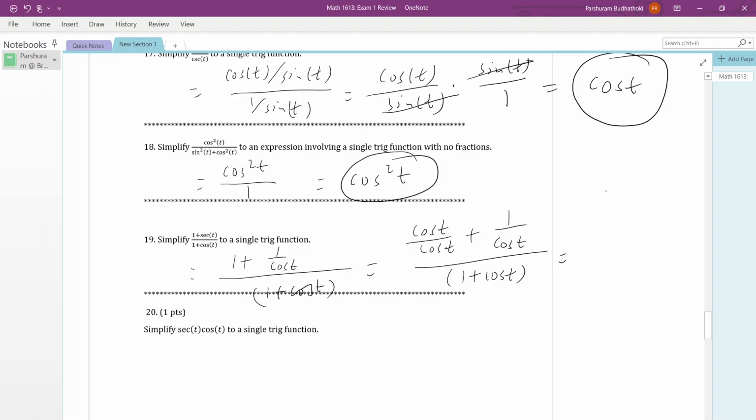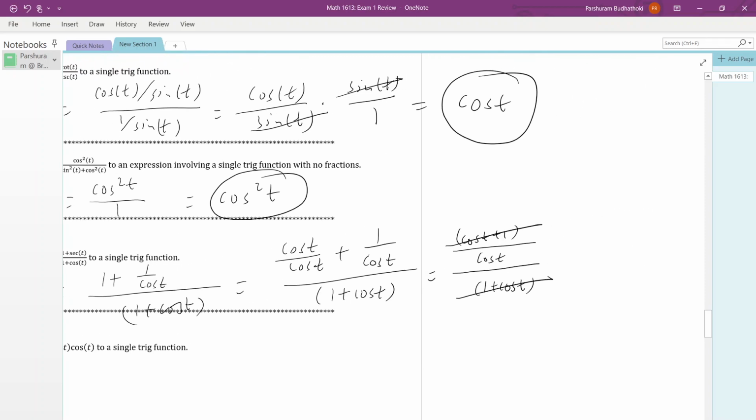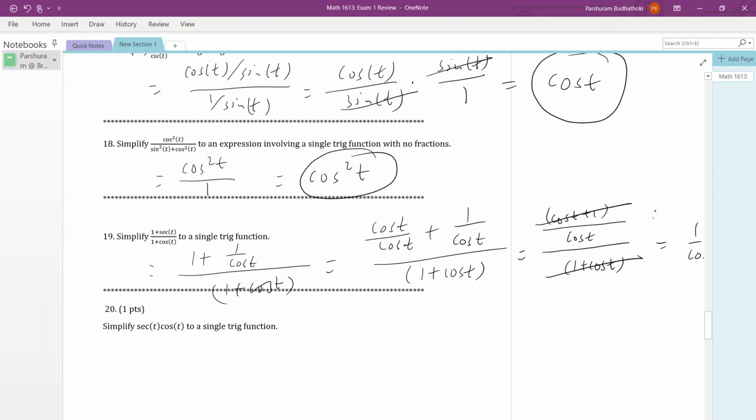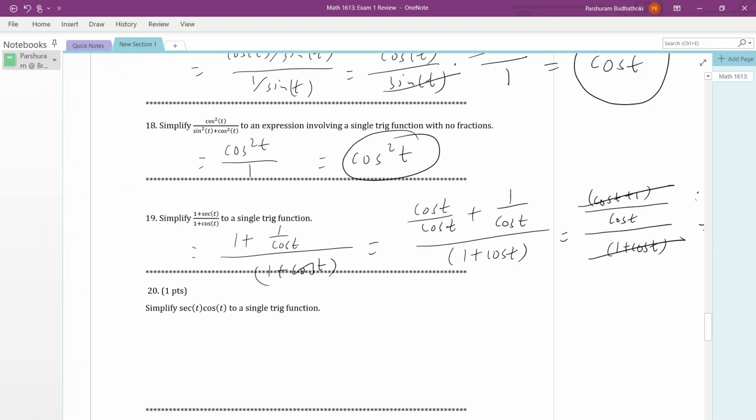Because we have the same denominator, on the top part I can write cosine of t plus 1. But there is 1 plus cosine of t on the bottom part. This and this can be cancelled out. So the leftover would be 1 over cosine of t, which is basically secant t. Okay, so that's problem 19.